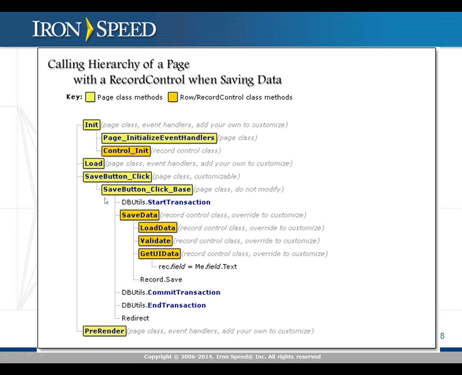And then once all of that is done, a transaction is started, and then as part of saving the data, and again, you can override the Save button click and handle this yourself if you want, but by default, IronSpeed is going to perform a save data. Inside the save data, it's going to load the data, validate the data, scrape the screen in order to get the latest values from the screen, and then save that record.